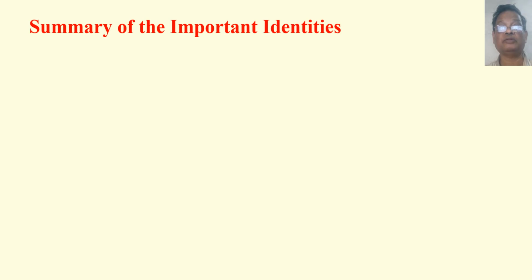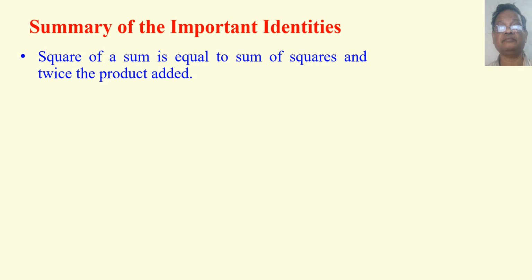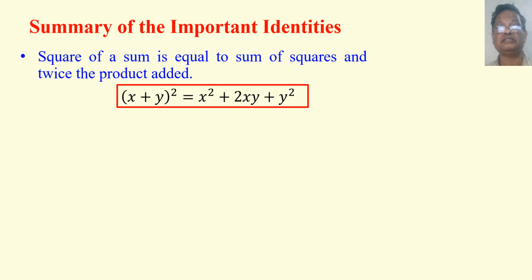Summary of the important identities. Square of a sum is equal to sum of squares and twice the product added. That is, (x plus y) whole thing squared is equal to x squared plus y squared plus 2xy, or written in the usual order, x squared plus 2xy plus y squared.